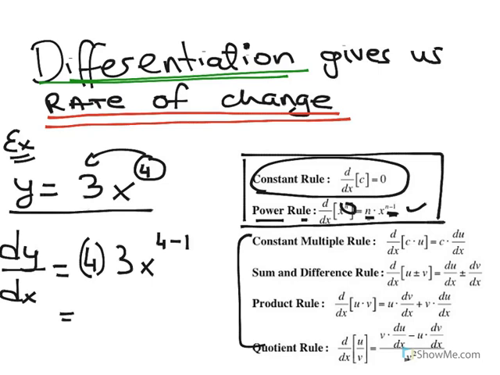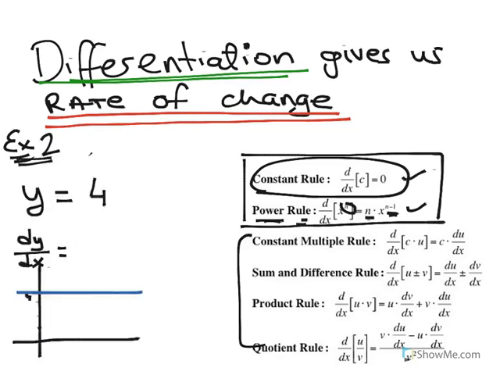Okay, let me tidy that up. I have 4 times 3x to the power of 3, which gives me 12x to the power of 3. So please make sure you follow that from beginning to end. All that happens is your power comes down, multiplies in front, and you reduce your power by 1. That's it. For the power rule, that's what you do.